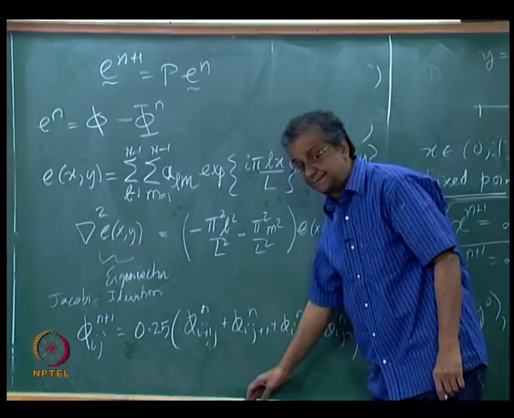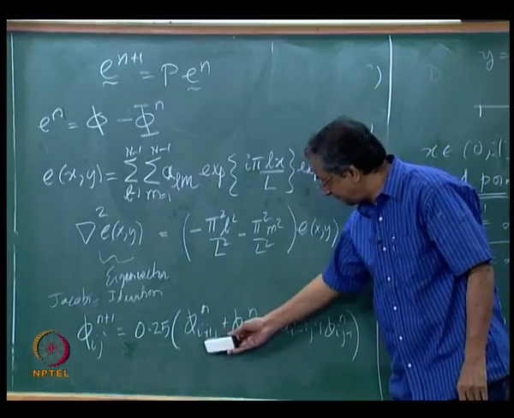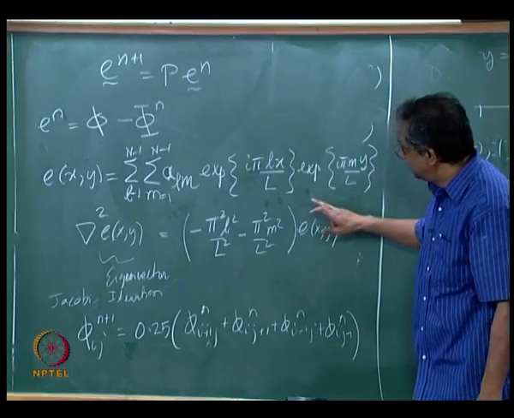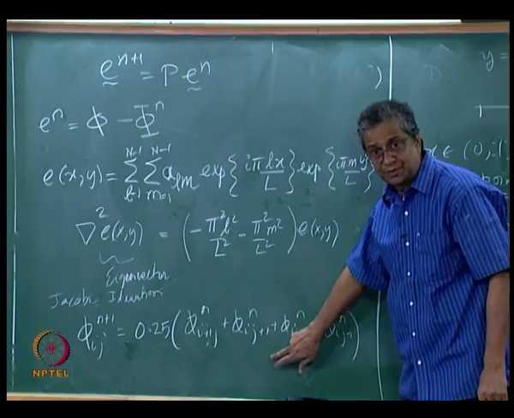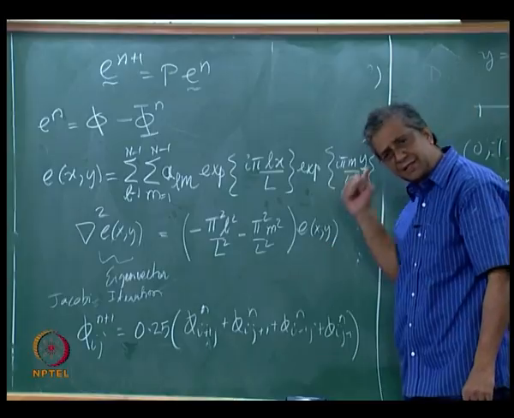These i plus 1 are spatial coordinates, so we can sample the function E(x,y) and substitute in here. Am I making sense?